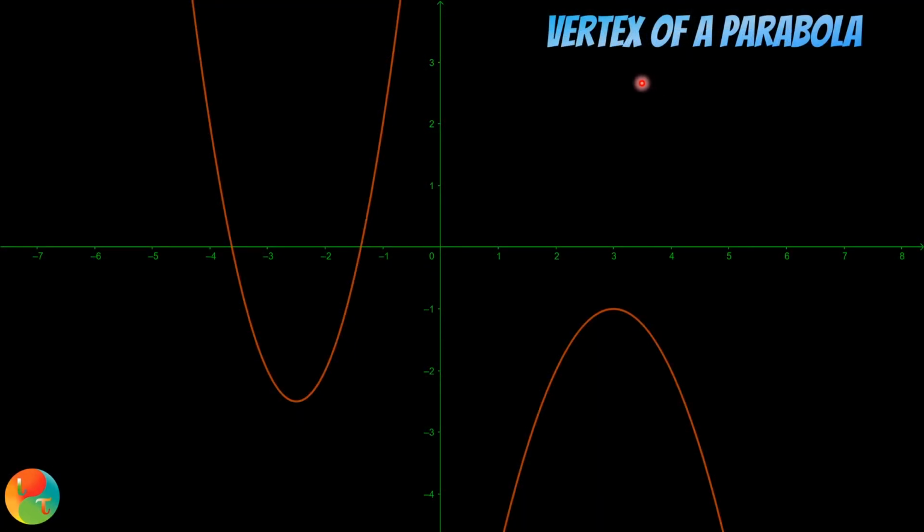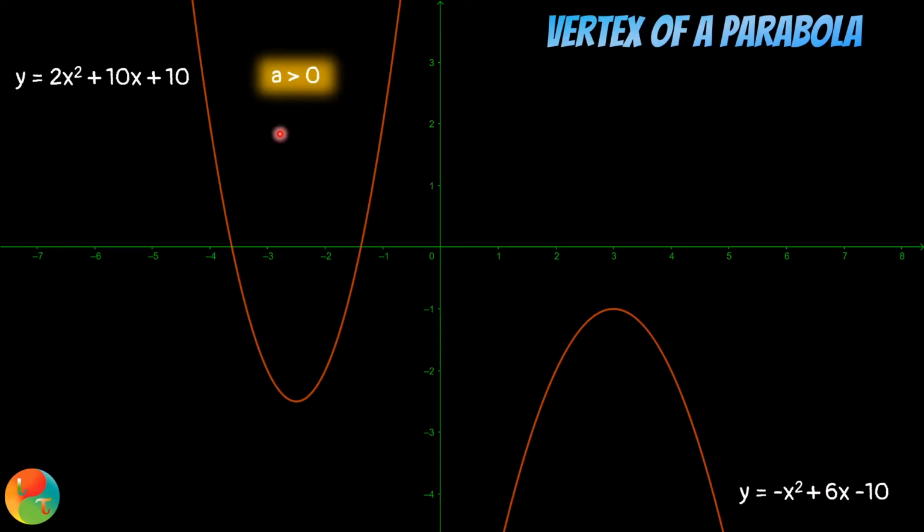But before that, let's have a small revision about the vertex of a parabola. So you can see you have two parabolas over here. This parabola is representing this equation y equals 2x square plus 10x plus 10, and this parabola is representing this equation y equals minus x square plus 6x minus 10. You can see in this case the leading coefficient, that is a, is 2, which is greater than 0. That is why this parabola is opening upwards, and in this case the leading coefficient is less than 0. That is why the parabola is opening downwards.